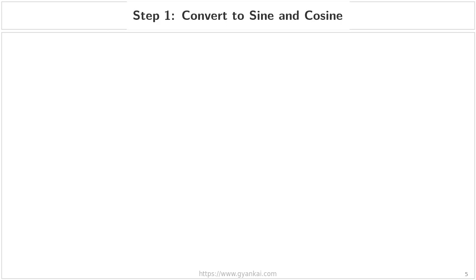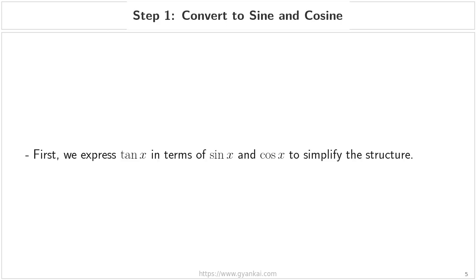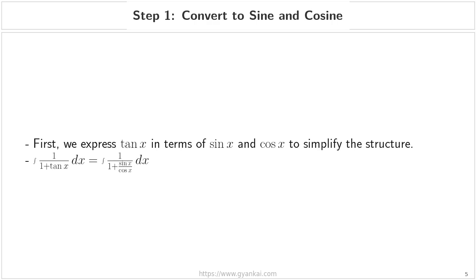Step 1. Convert to sine and cosine. Now, the first step in this manipulation is to express the tangent of x in terms of sine and cosine. Remember from your trigonometric identities that tangent of x is equal to sine of x divided by cosine of x. So, what we're doing here is simply replacing tan x with its equivalent sine x over cosine x within the integral. This gives us the integral of 1 over 1 plus sine x over cosine x.